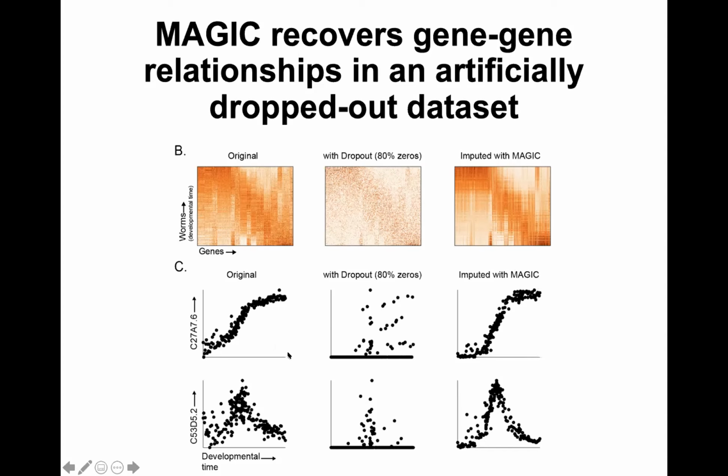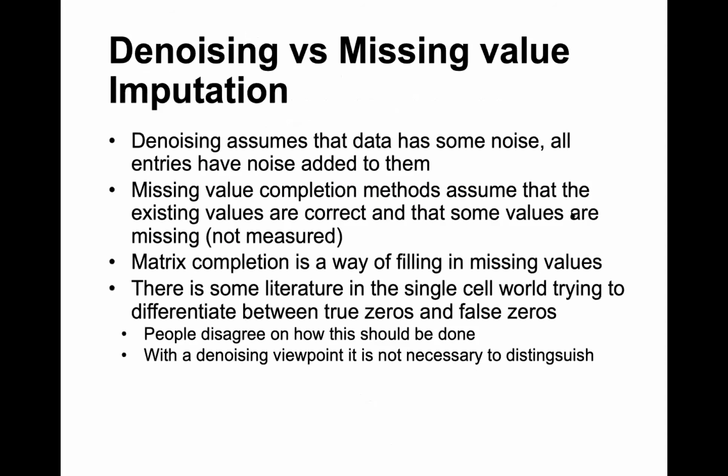Not only that, because magic isn't making specific assumptions about dropout noise or anything, other kinds of noise are cleaned up too. So you actually see that the imputed matrix is a lot cleaner than even the original matrix before dropout, because we also eliminated Gaussian noise and other kinds of measurement noise. So this is the idea of basically manifold-based denoising of single-cell RNA sequencing data, which can be helpful.